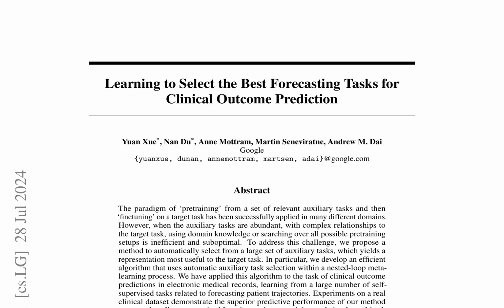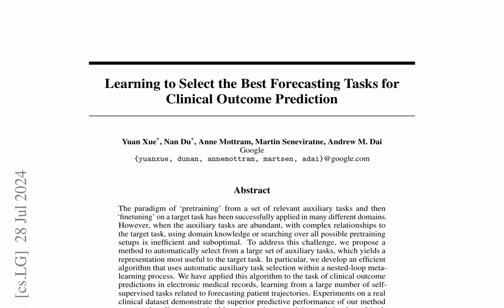Predicting clinical outcomes in electronic medical records, EMRs, is a challenging task due to the high-dimensional, noisy, sparse, and heterogeneous nature of the data, as well as the limited availability of labeled data. To tackle this issue, researchers propose a novel method for automatically selecting the most relevant auxiliary tasks for pre-training from a large set of self-supervised tasks related to forecasting patient trajectories.